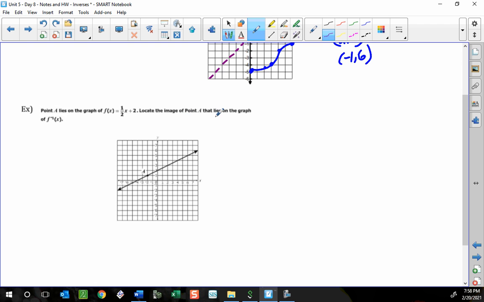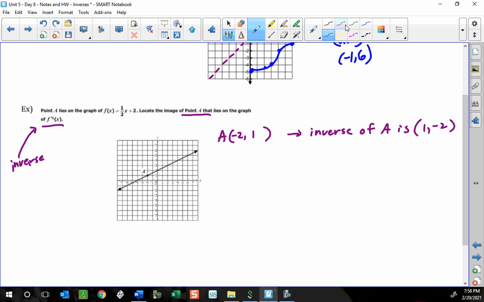Locate the image of point A that lies on the graph of this. So you have to know that that notation means inverse. So it wants the inverse of point A. Locate the image of point A that's on the graph of the inverse. All right, so point A is the point negative 2, 1. So all I have to do is do the inverse of that. So the inverse of point A is, let's see, 1, negative 2. So all I have to do is go on the graph and go over to 1, negative 2, and that's all it wants. It doesn't want the whole line. It really didn't even need to give you this line. It was just extra information.